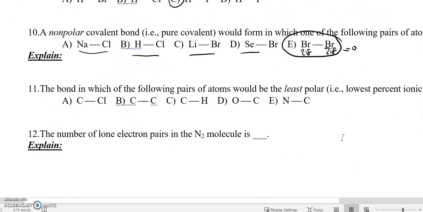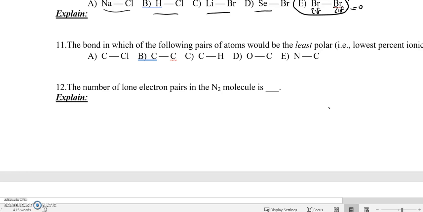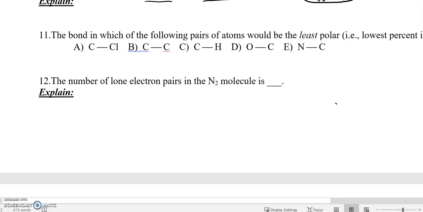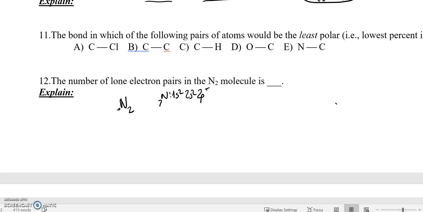All right, in question 12, we're going to work on the nitrogen molecule. So this is drawing structures of molecules. We're going to find out how many valence electrons we have on nitrogen. So nitrogen has 7 electrons: 1s2, 2s2, and 2p3. Okay, so we have here 5 valence electrons.